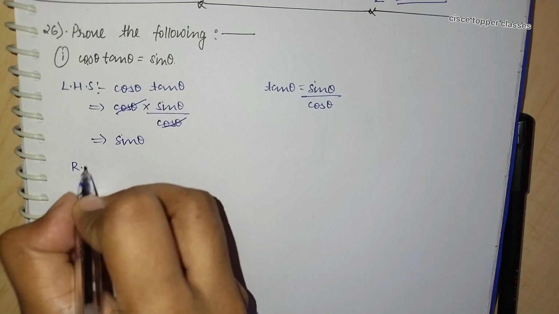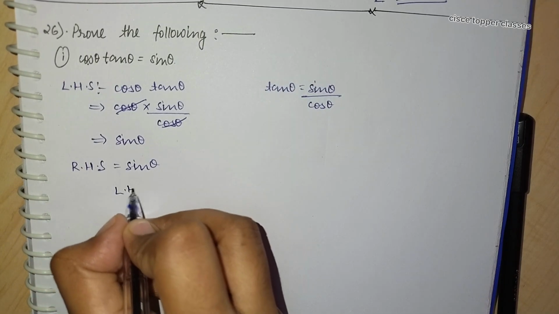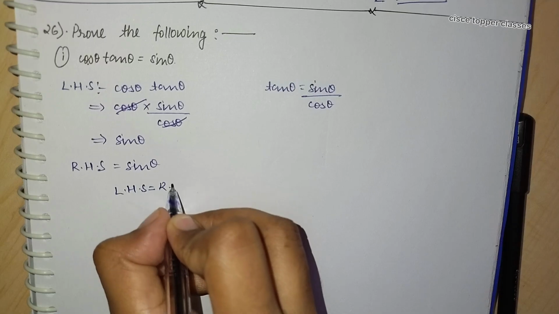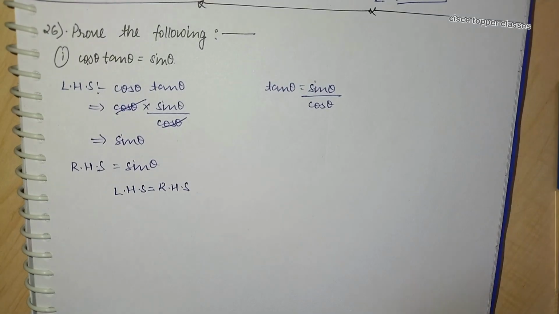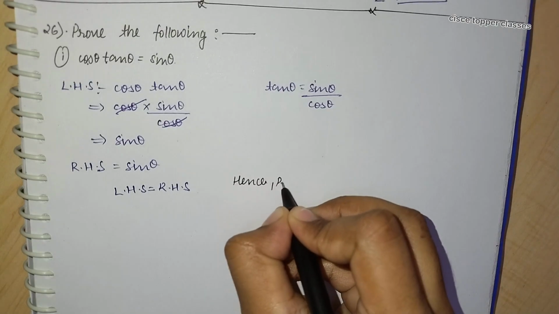So LHS is sin theta and we know RHS is given to us as sin theta. So from here we proved LHS is equal to RHS. Hence proved here that this part is equal to this part. So hence proved in the first part.